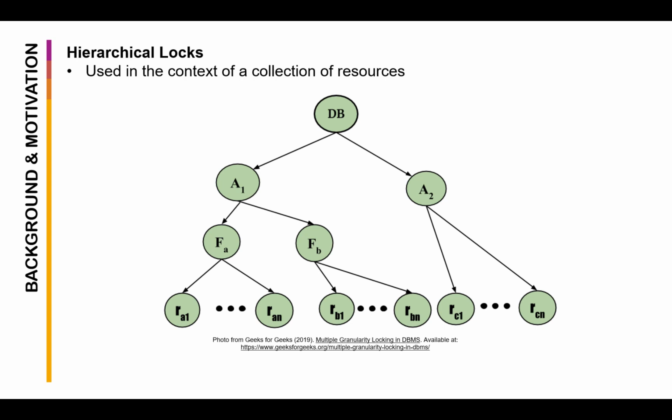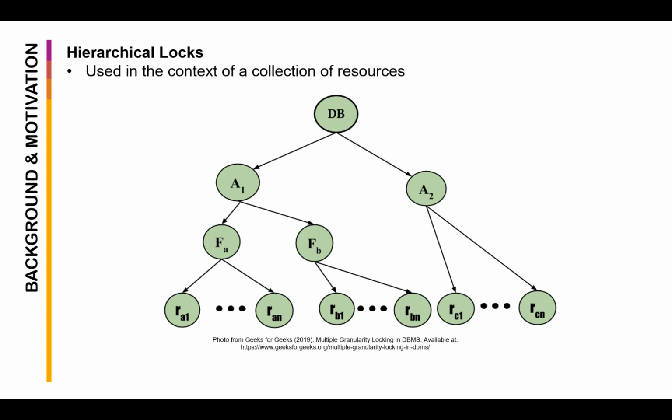Now, Gray's idea would work if the resources to be locked are organized in a hierarchy. For example, a database has area nodes. Each area has files, and each file has its own set of records. Because of the hierarchical structure, each node except for the root has only one parent.